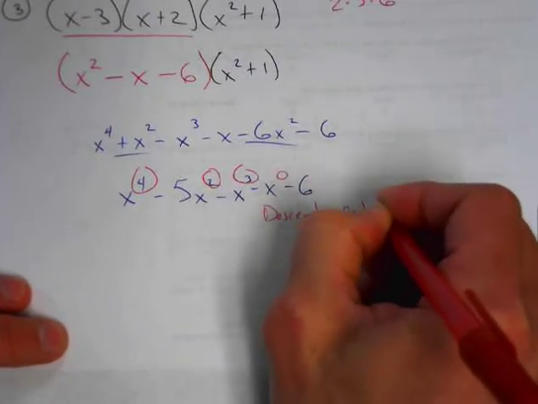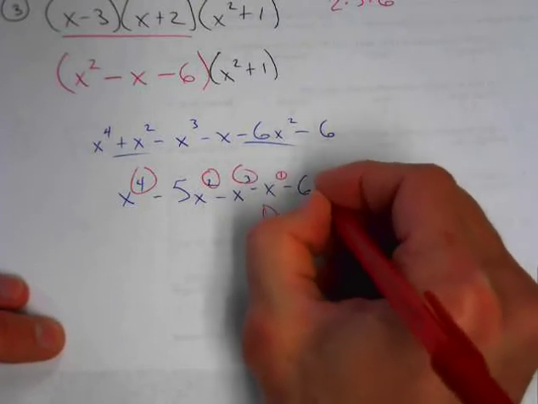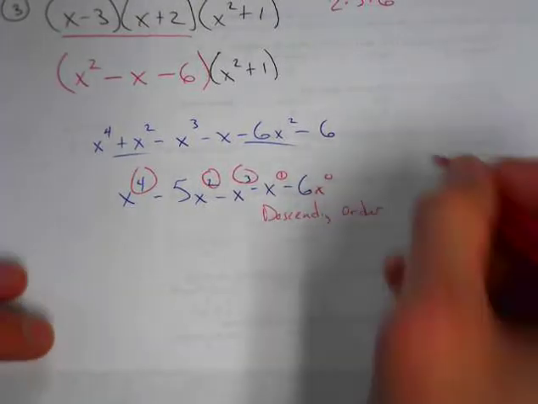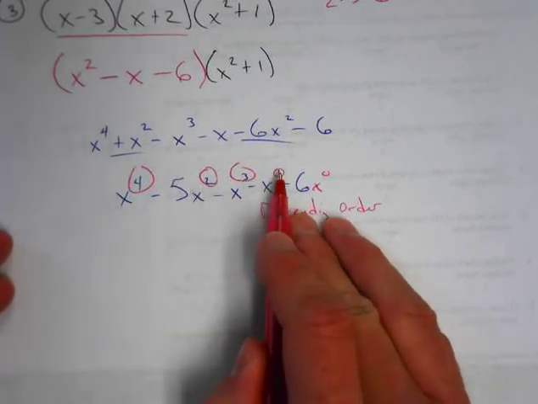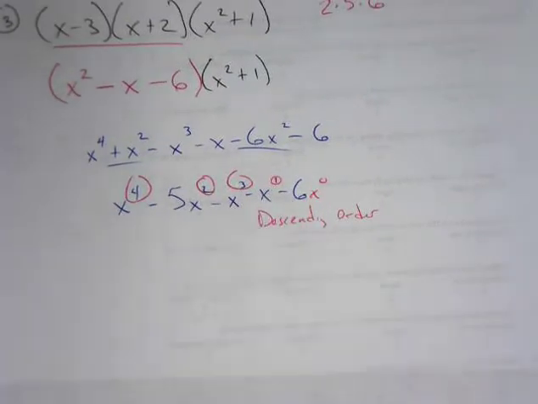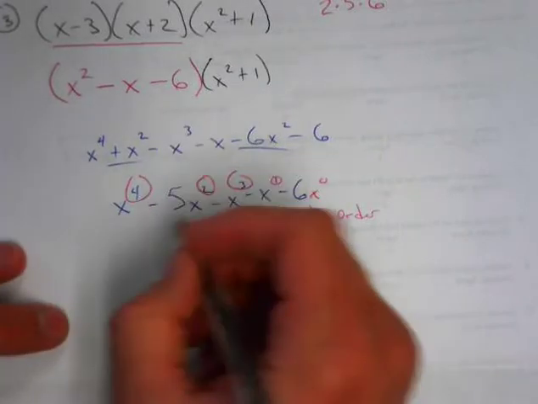And descending order means our exponents go down in order. So the exponent here is to the fourth. This is to the second. This is to the third. This is x to the first. This is x to the 0. Right? So I'm just going to rewrite the polynomial in descending order.